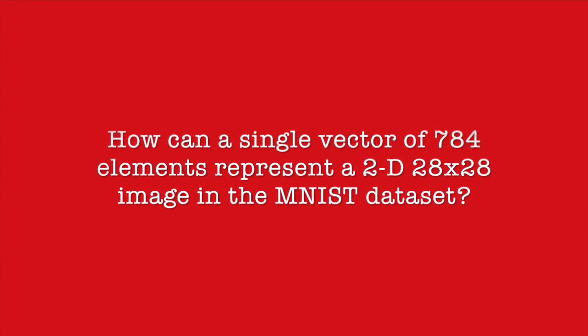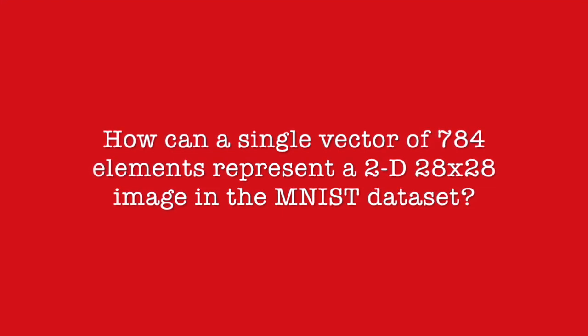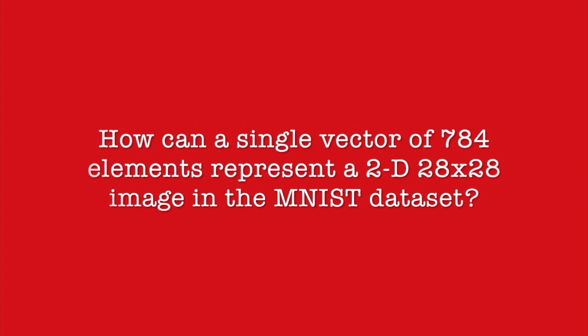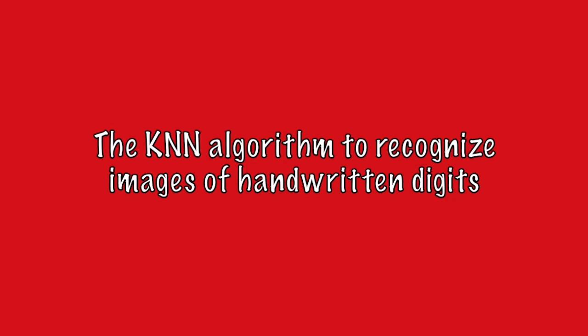How can a single array of size 784 represent a two-dimensional image in the MNIST dataset? If you remember the MNIST dataset, each image is 28 pixels by 28 pixels. In this lecture, we'll see an implementation of the K Nearest Neighbours algorithm in TensorFlow.